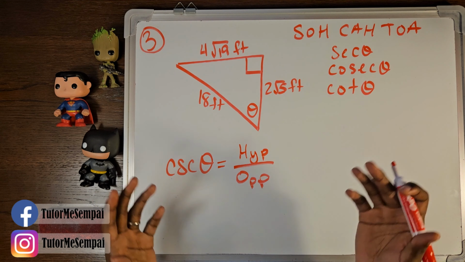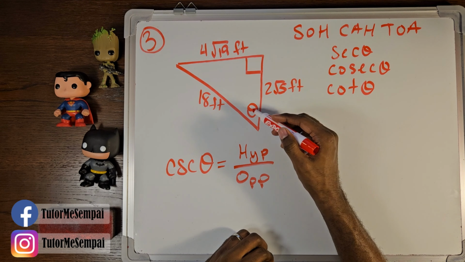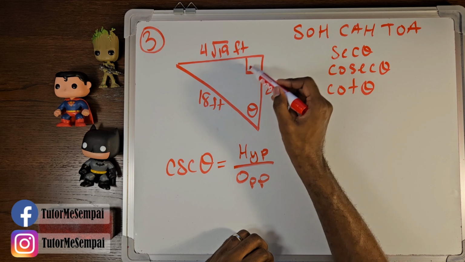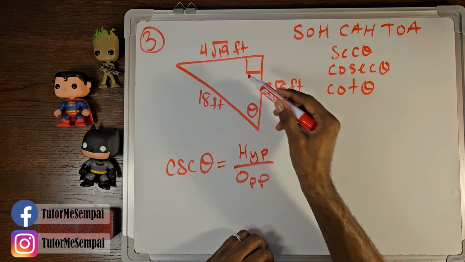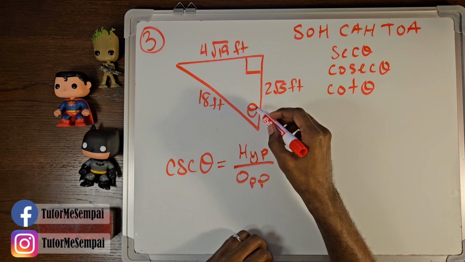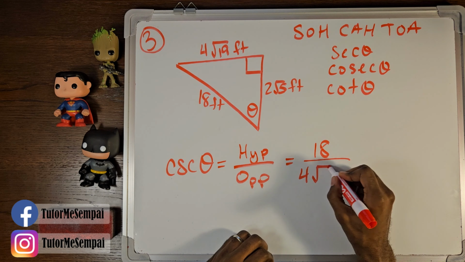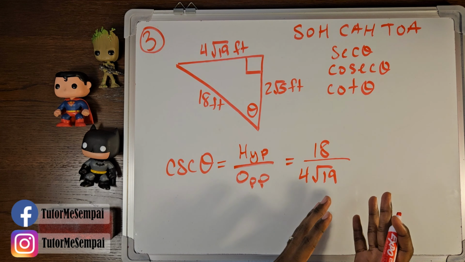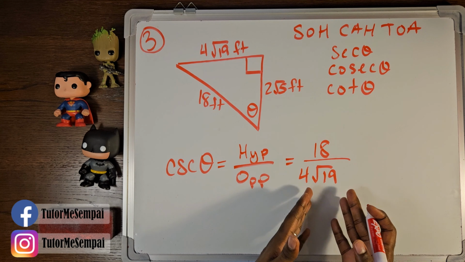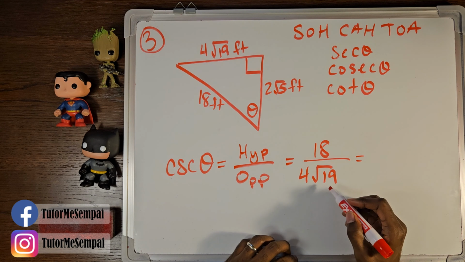Now we have to determine what is our hypotenuse and what's our opposite side. So this is our theta. And our hypotenuse is always going to be opposite this right angle. So we immediately know that 18 is on top. And our opposite here is going to be this 4 rad 19. Let's not leave it like this because we should never leave radicals in a denominator. So multiply top and bottom by this rad 19.